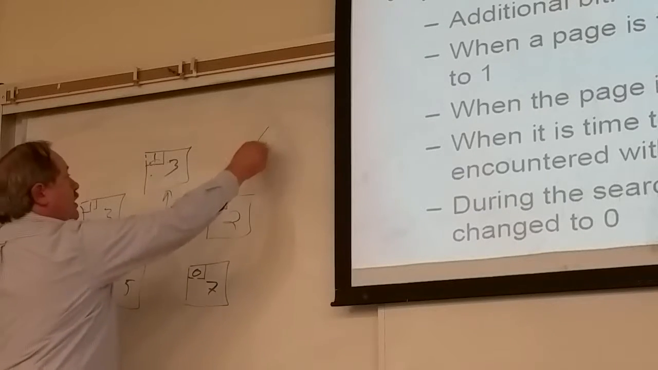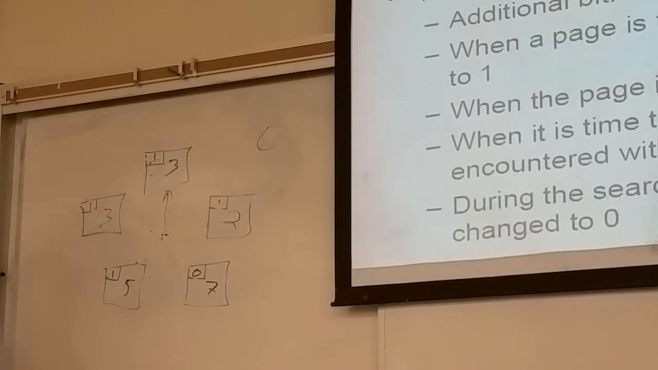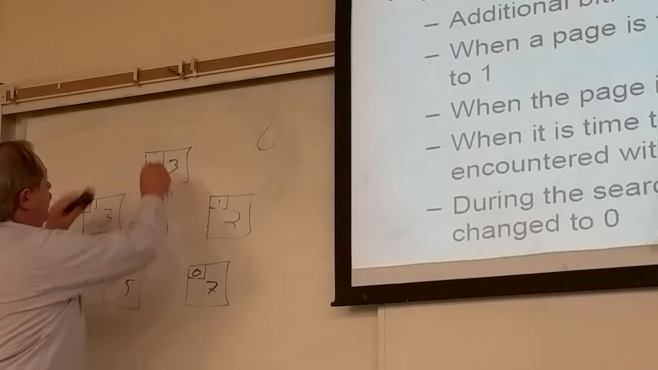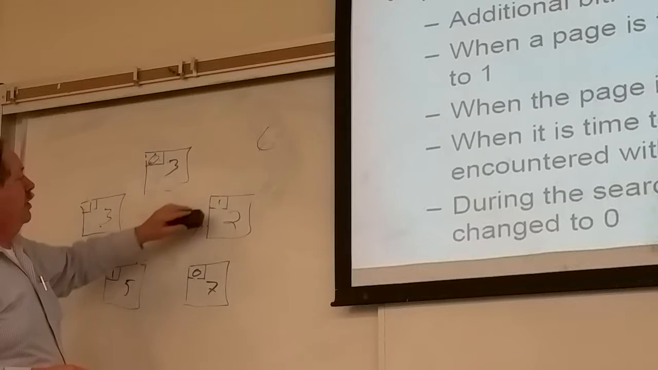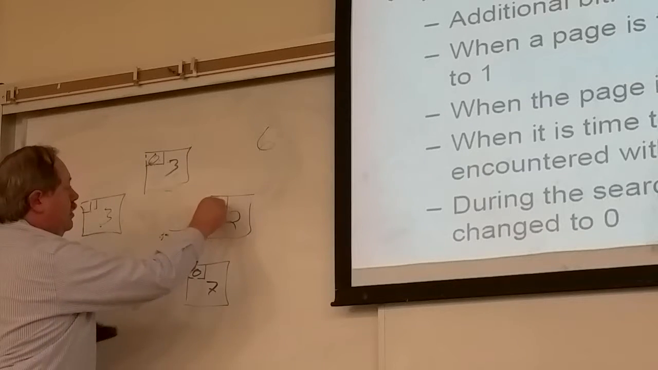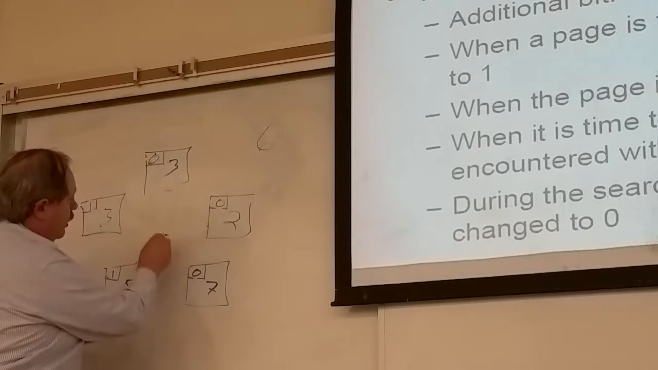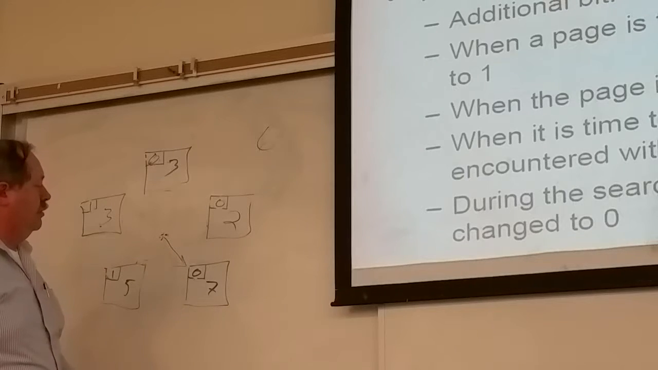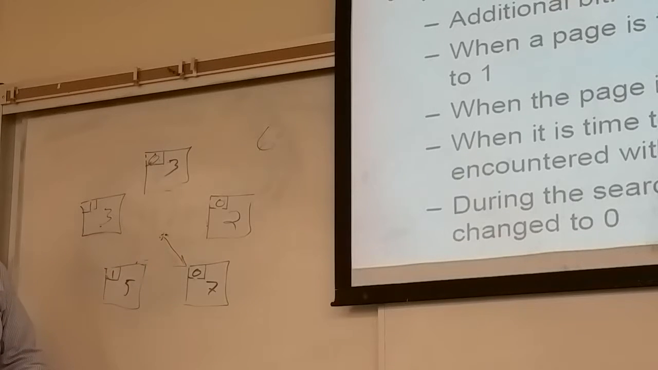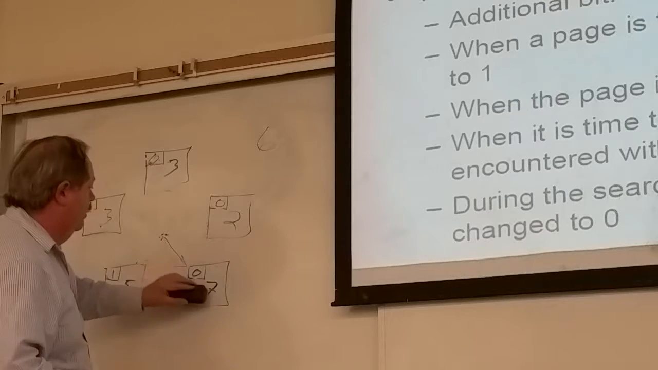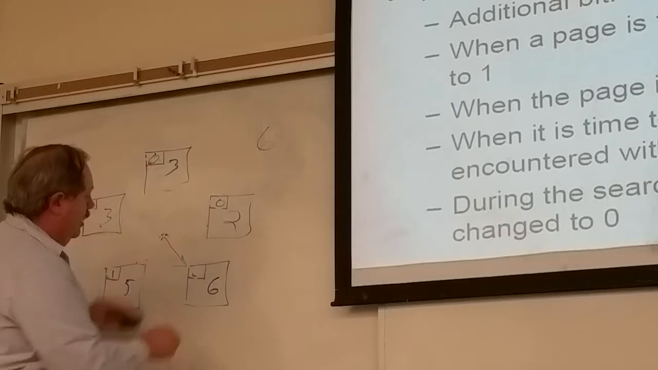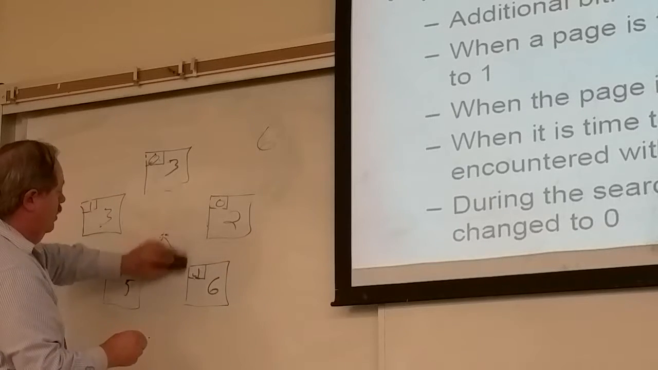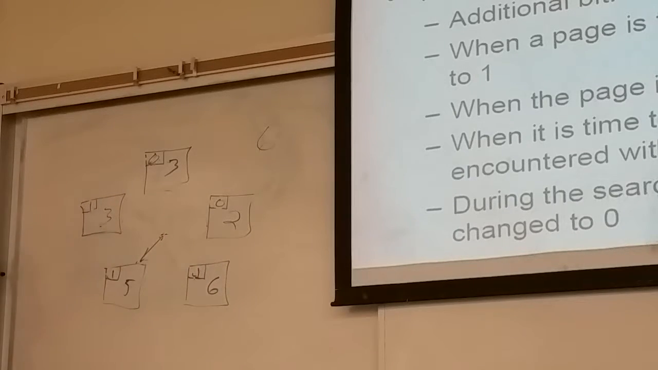Until I want to access page 6. Use bit is 1. So I simply set it to 0, increment the pointer. Use bit is 1. Set it to 0, increment the pointer. Use bit is 0, I've got a winner or a loser, depending on how you think about it. I kick 7 out, I put 6 in, I then set its use bit to 1, and increment the pointer.